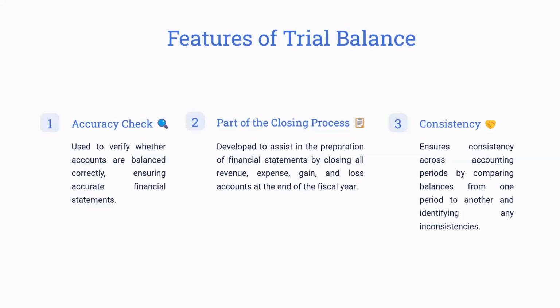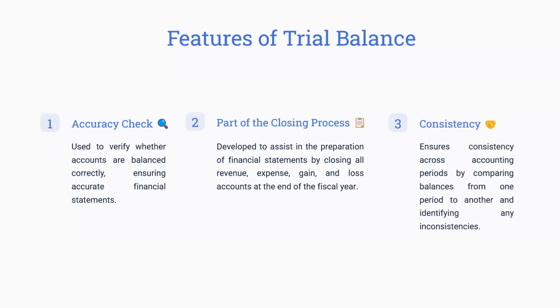The main purpose of preparing the trial balance is that the final debit and credit columns have to tally. It has to be balanced. If it balances, then we can be very sure that it's arithmetically accurate. Not only that, it also ensures consistency across accounting periods by comparing balances from one period to another and identifying any inconsistencies.